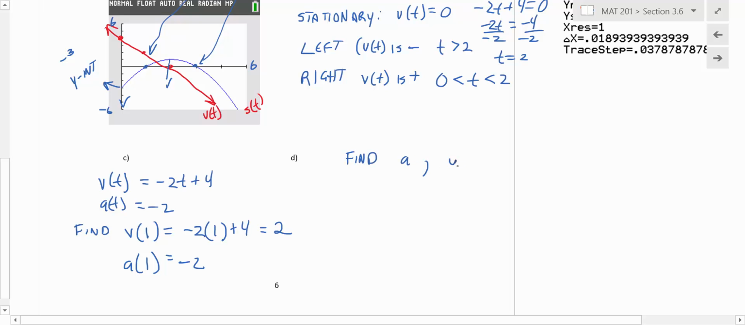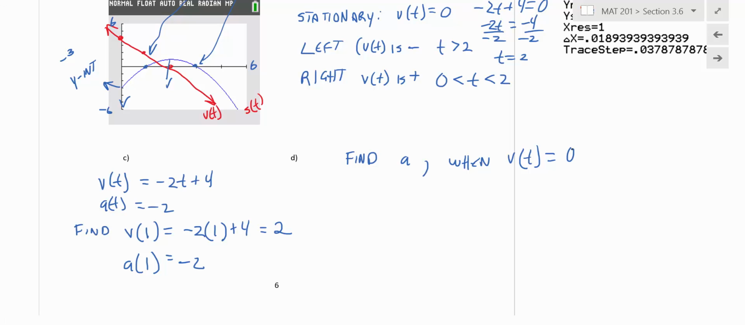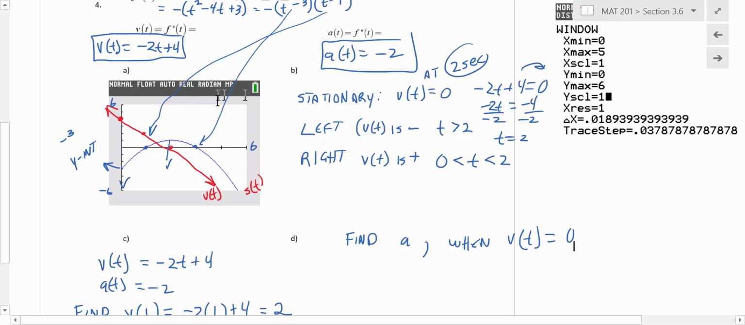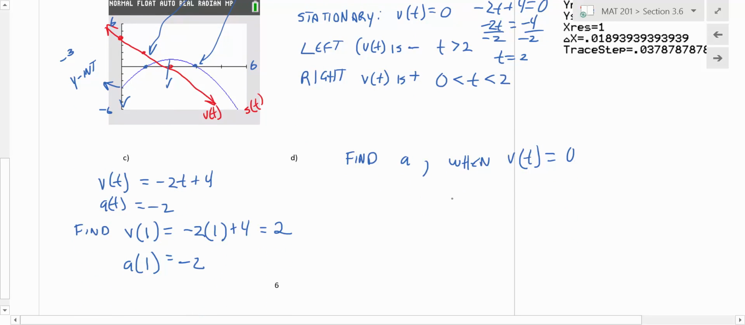So we're going to find acceleration when velocity is 0. Do you know the answer to that already? It's -2. It's already the same. It's always the same, see? Now the velocity was 0. We figured out when the velocity was 0, and that was at 2, right? But since the acceleration's constant, that's going to mean the acceleration is always going to be equal to -2.